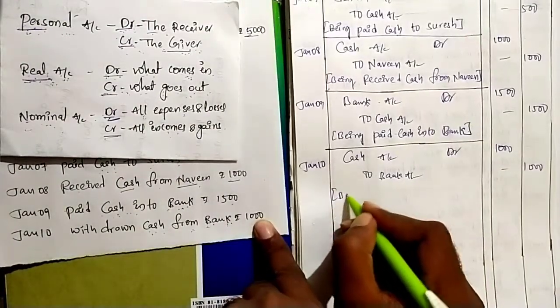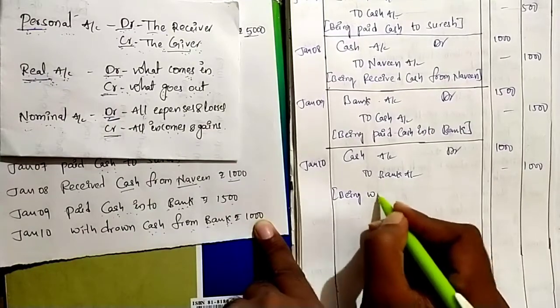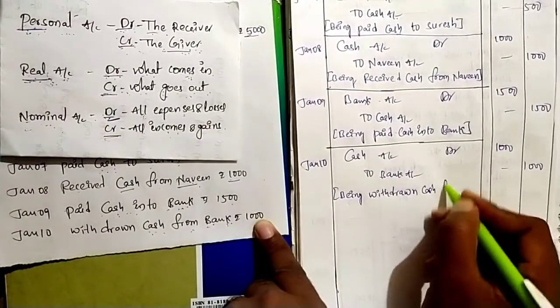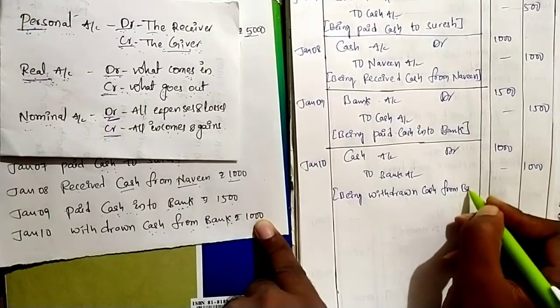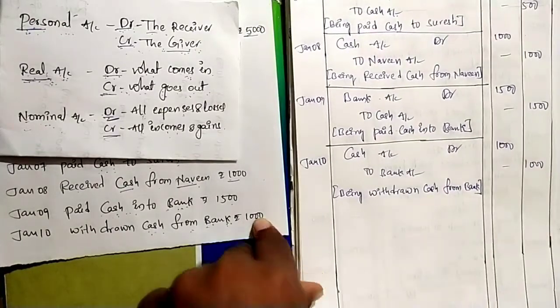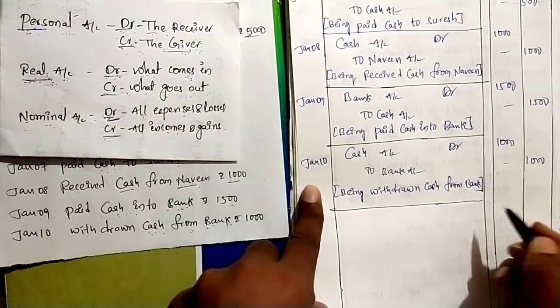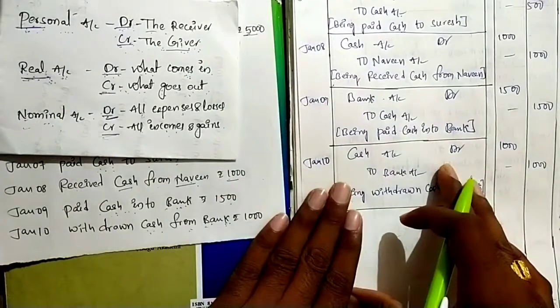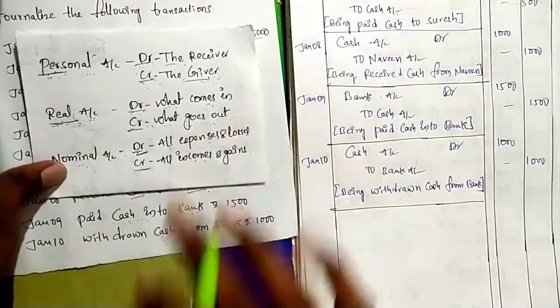See this narration, being withdrawn cash from bank. That's it. So every transaction is to be recorded like this with the help of these rules of accounting.